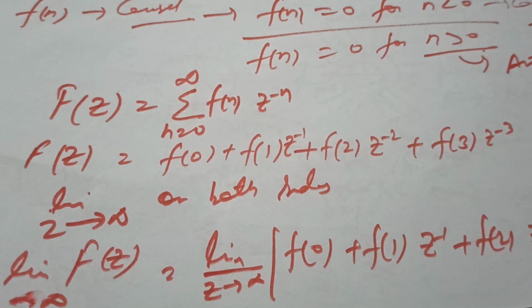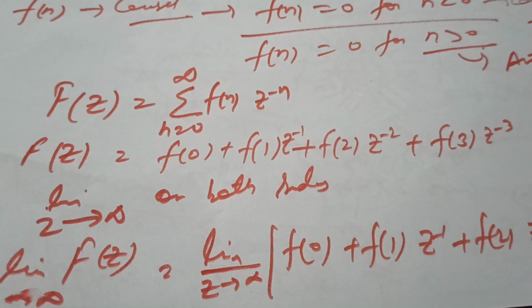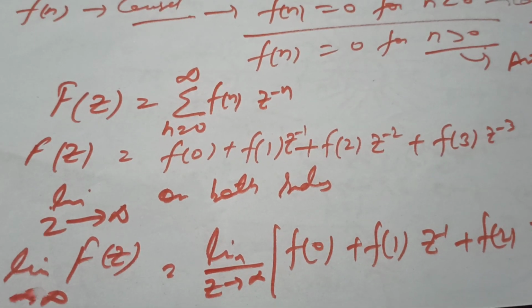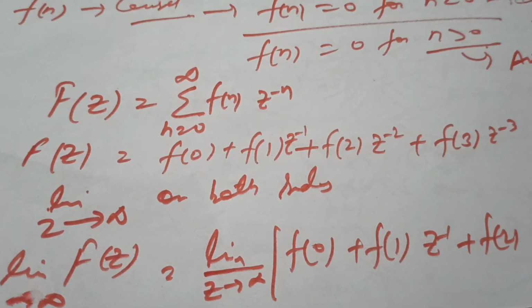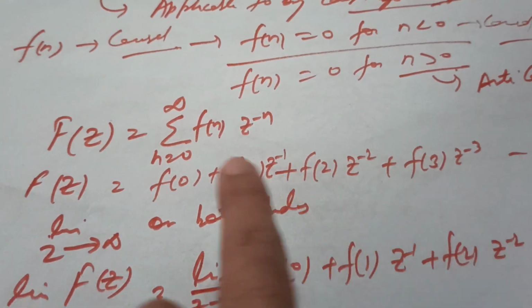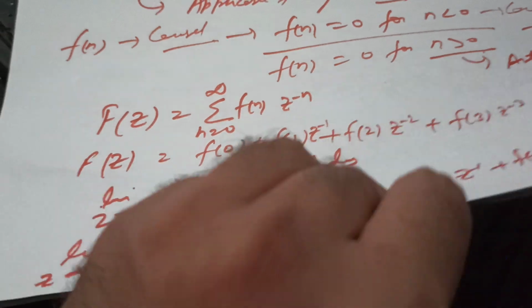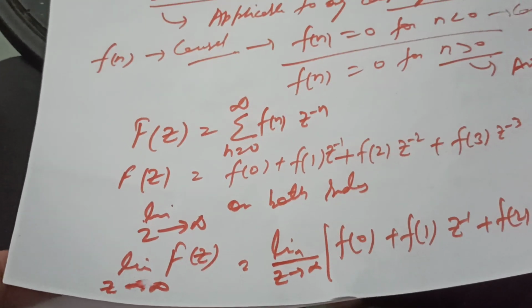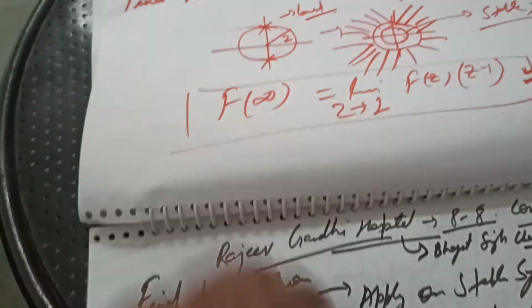Okay. Now Fz is summation n equals to 0 to infinity Fn z to the power minus n, f of 0 plus f of 1 z to the power minus 1 plus f of 2 z to the power minus 2, and so on. Now I will take limit z tending to infinity on both the sides. We can very well say that as z tends to infinity, then all of these terms will go to 0. Just f of 0 is left. So we get the initial value theorem as limit z tending to infinity f of z gives us f of 0.